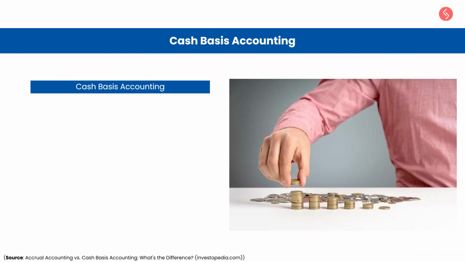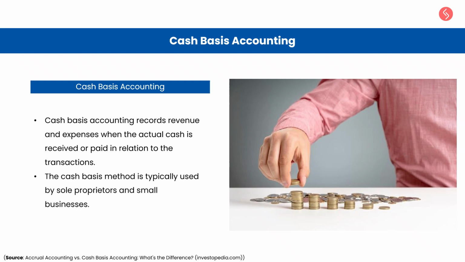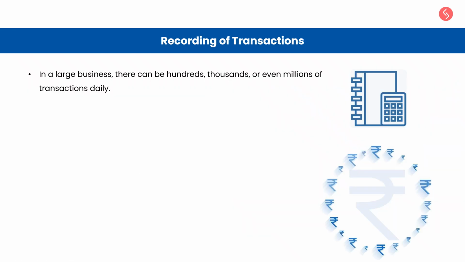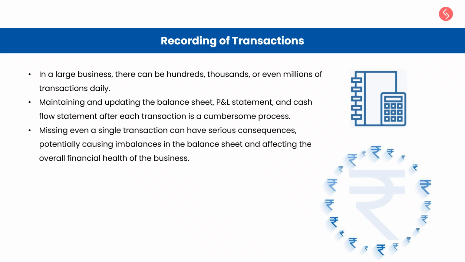Cash basis accounting records revenue and expenses when the actual cash is received or paid in relation to the transactions. The cash basis method is typically used by sole proprietors and small businesses. In a large business, there can be hundreds, thousands, or even millions of transactions daily. Maintaining and updating the balance sheet, P&L statement, and cash flow statement after each transaction is a cumbersome process. Missing even a single transaction can have serious consequences, potentially causing imbalances in the balance sheet and affecting the overall financial health of the business.